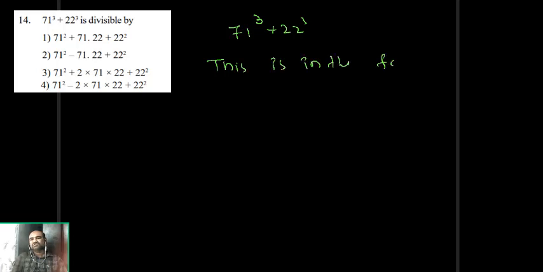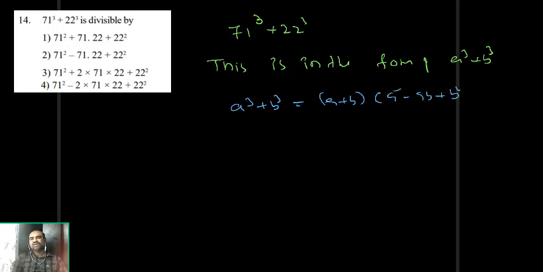Our next question. 71^3 + 22^3 is divisible by which option? Option 1, 2, 3, 4 are given. Actually, this is in the form of a cube plus b cube. We know that a^3 + b^3 equals (a + b)(a^2 − ab + b^2). What is the meaning of that? a^3 + b^3 is divisible by a + b as well as a^2 − ab + b^2. So all answers are of the type a^2 − ab + b^2 only.